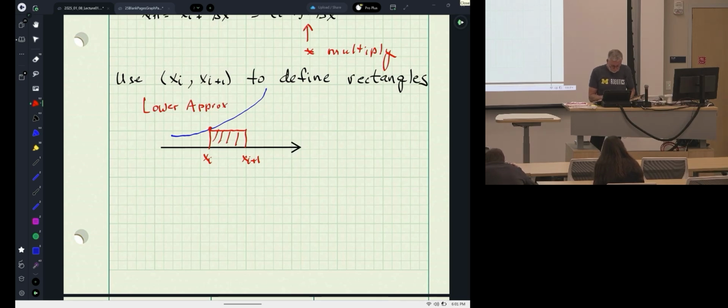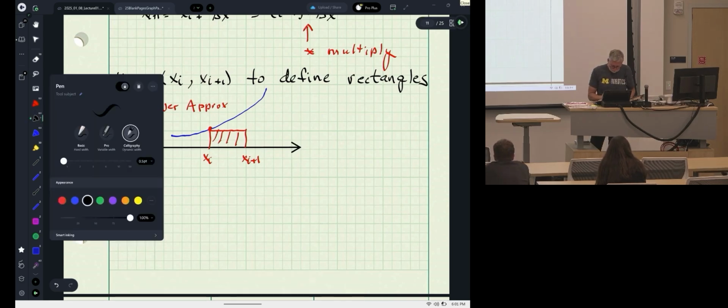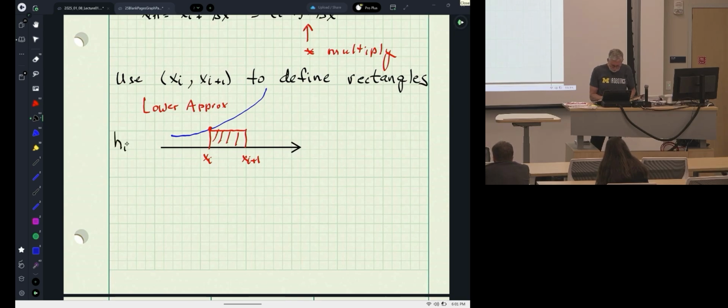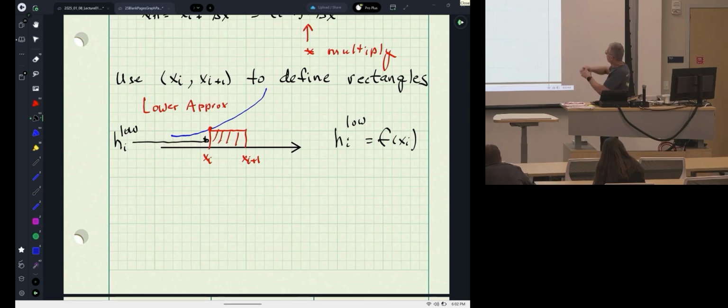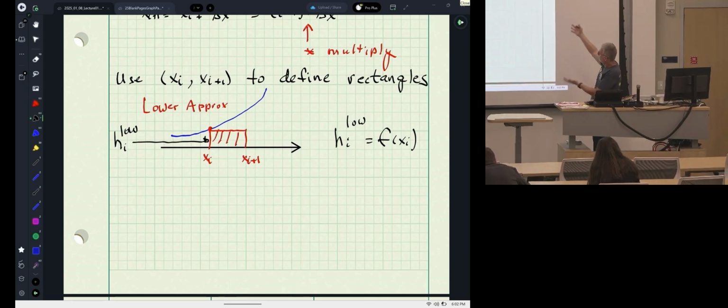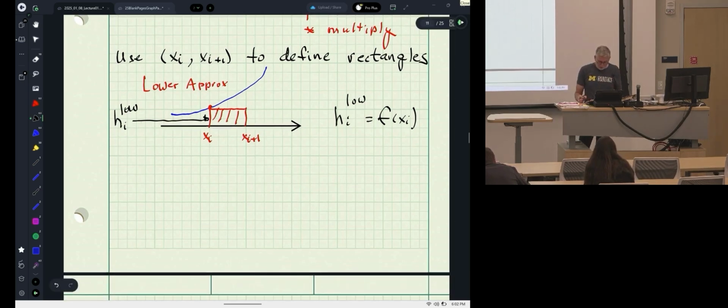And this height is going to be height. Whoops, I want that to be black. Okay, so hi low is f of xi. Now the f we're going to be applying it to right away is going to be f of x equals x, but we're setting it up more generally so I can plug in different f's later on, okay? So this is the thing we have here.